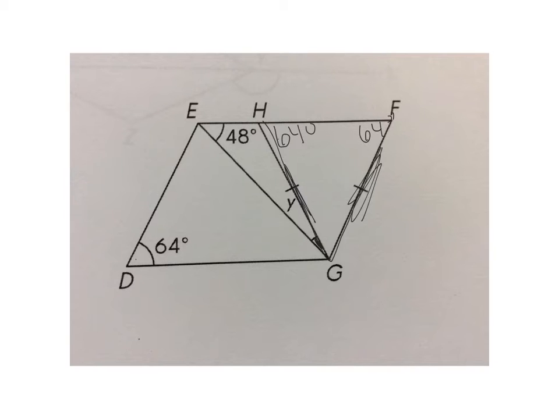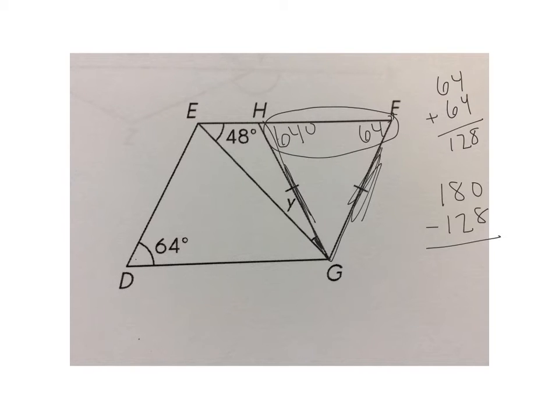FGH. We know that a triangle, all the angles equal 180 degrees. If I have two of my angles added together, 64 plus 64, I find that these two angles equal 128. I'm going to subtract that from my 180 degrees, the measurement of a triangle, and I am left with 52. So this angle here must be 52 degrees. Now I'm not done because that's not what I'm solving for. I'm just looking at my pieces right now.